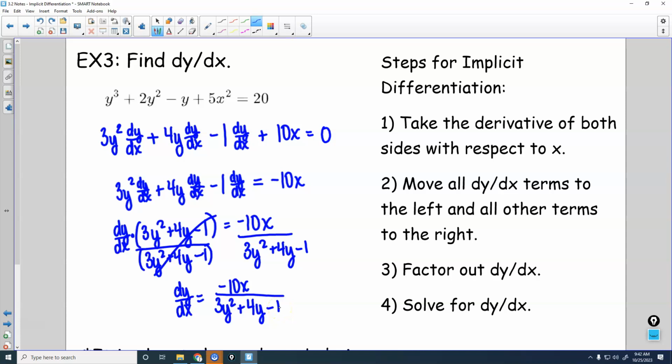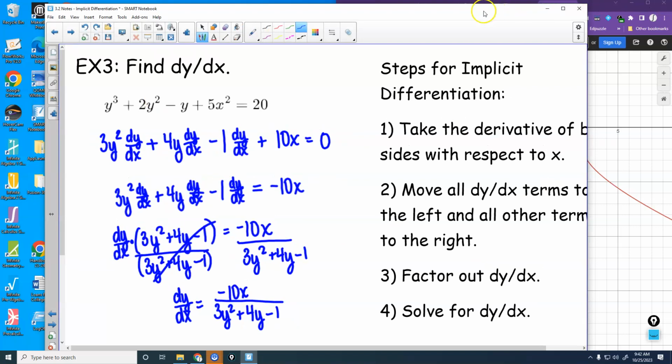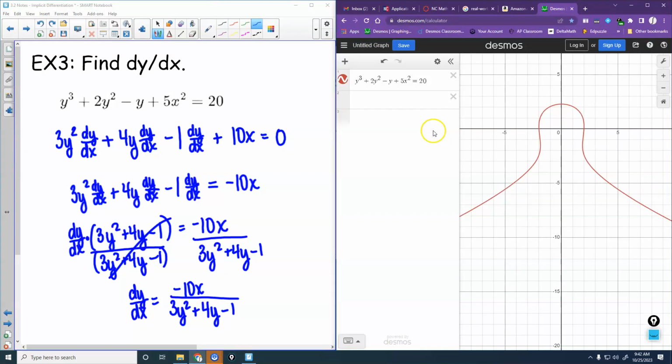This will give us the slope of the tangent line at any point on the graph. But it's different than a lot of the derivatives we had before because you have an x and a y. Right, so if I go over here to this graph just so you guys can see what in the world this means right here.